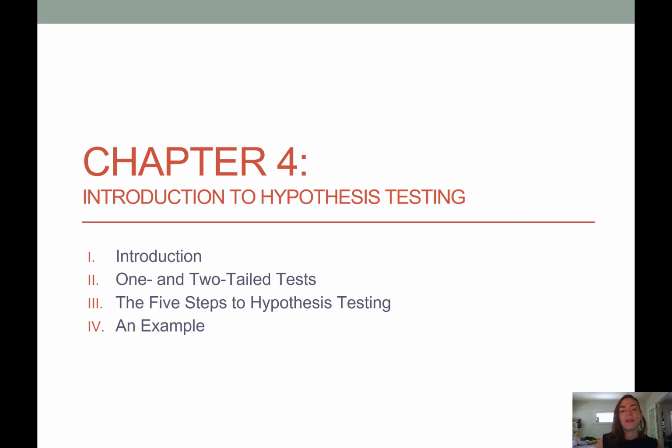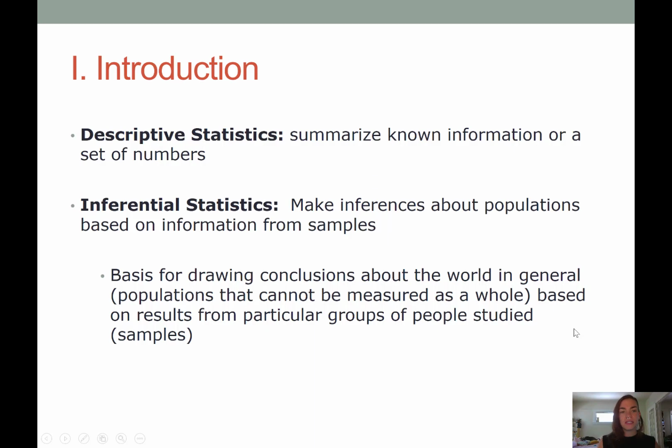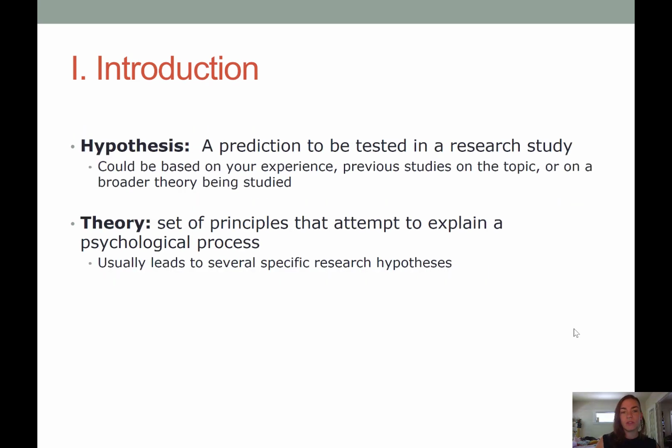Hi, today we're going to start into chapter 4, and in chapter 4 this is where we finally get into our hypothesis testing. So we'll be using inferential statistics, and remember that's the branch of statistics where we are trying to draw inferences to the broader population based on what we witness in our study. So in chapter 4 we're going to use inferential statistics to test hypotheses about the world.